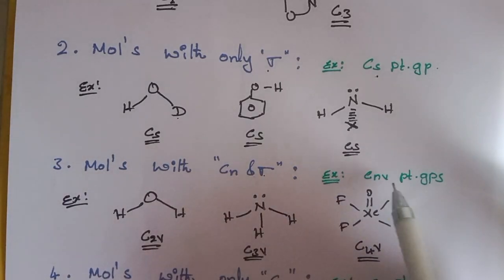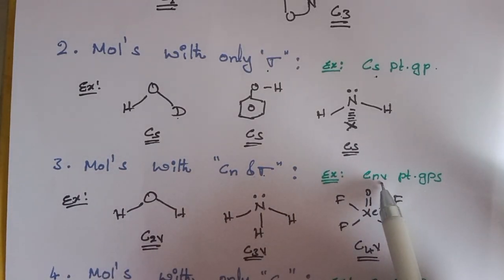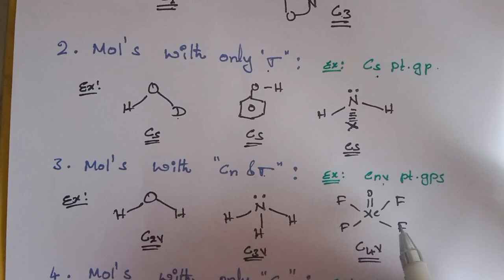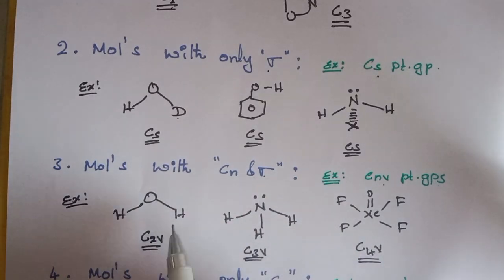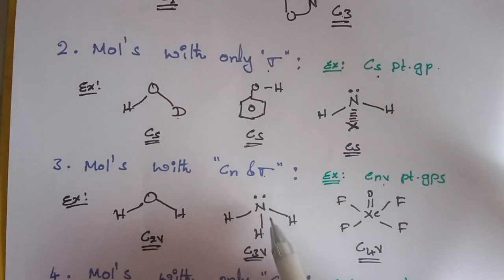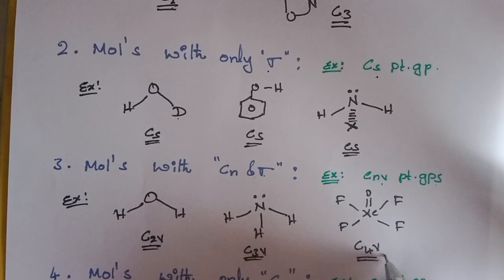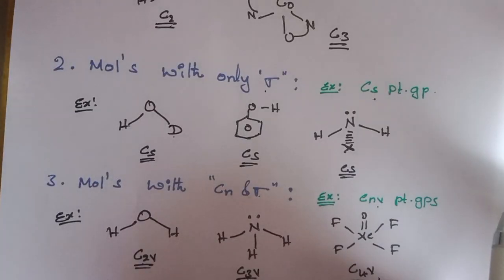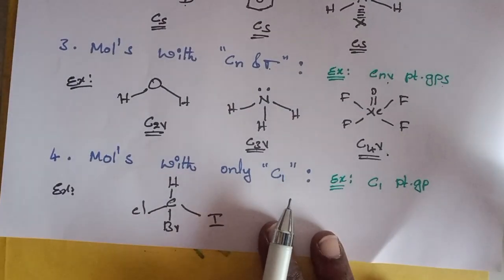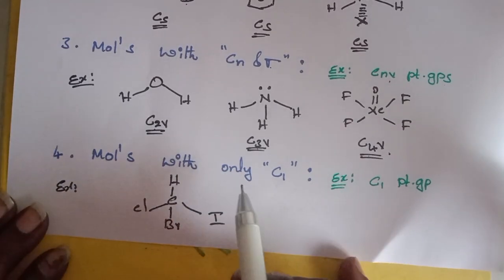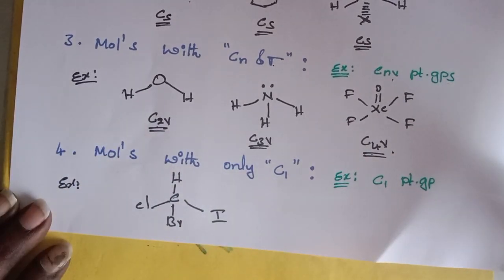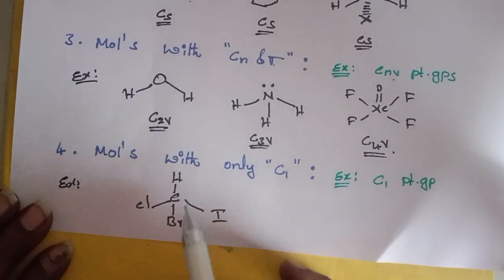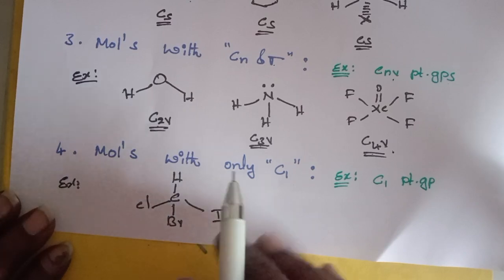Next category, molecules with Cn and sigma. That means the molecules which come under the Cnv point group can have the permanent dipole moment. So the water molecule is C2v point group, ammonia is C3v point group, and this one is C4v point group. These molecules can have the permanent dipole moment. And next, molecules with only C1. That means asymmetric molecules will have the permanent dipole moment.